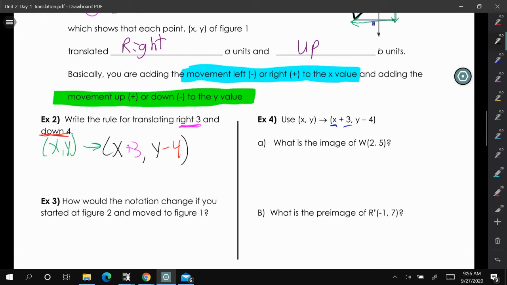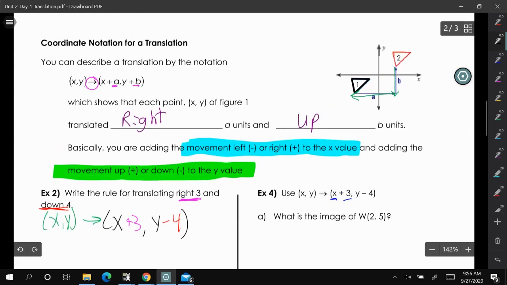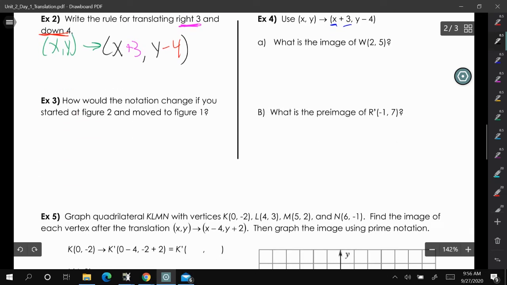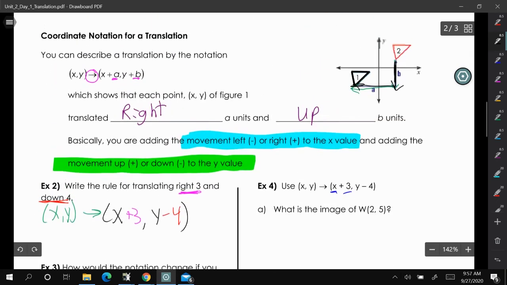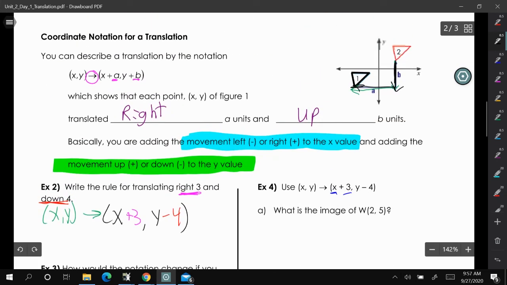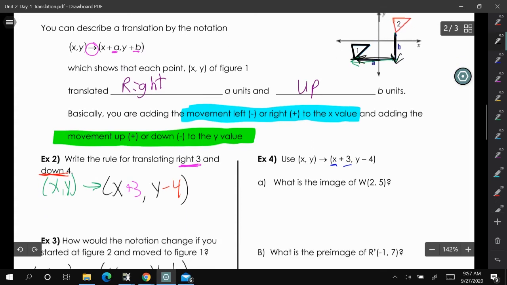Example 3 says, how would the notation change if you started at figure 2 and moved to figure 1? So up here, what if we started at figure 2 and we had to go down and left? So instead, that rule would be x comma y goes to x minus a, comma y minus b, because we're going down, so that'd be minus, and left, which would also be minus.